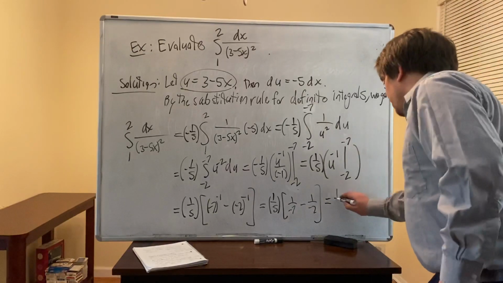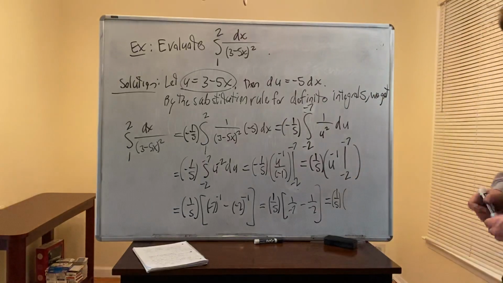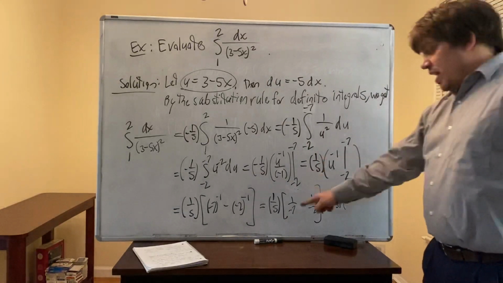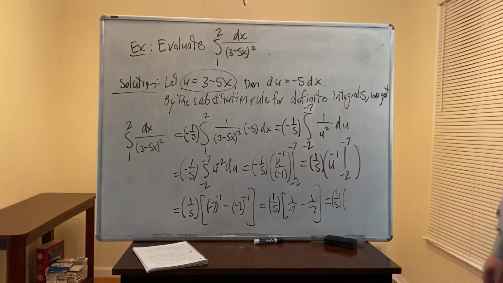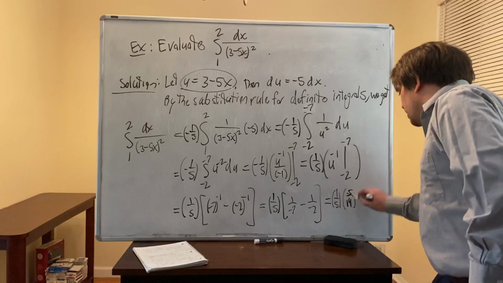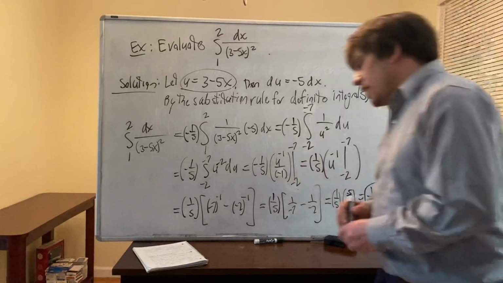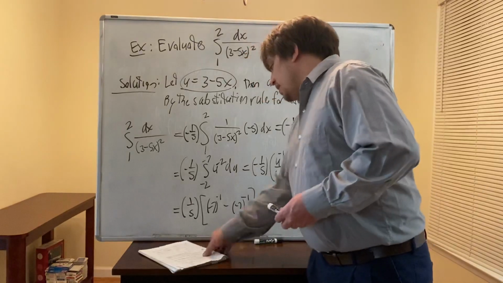So this is 1/5 times, well, negative 1/7 plus 1/2. Let me think of 14ths. So that's negative 2/14 plus 7/14. That's 5/14. So it's 1/5 times 5/14. That's equal to 1/14. That's just calculating that. You get 1/14. That's the answer.